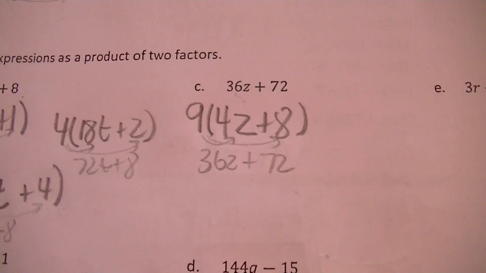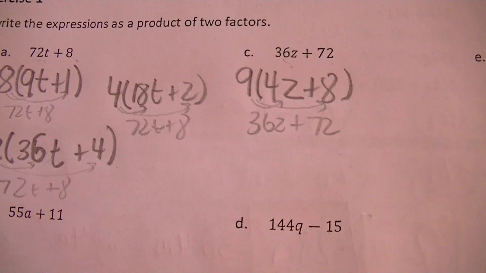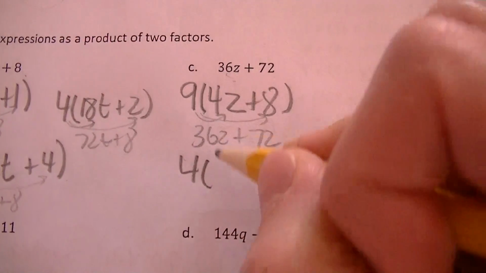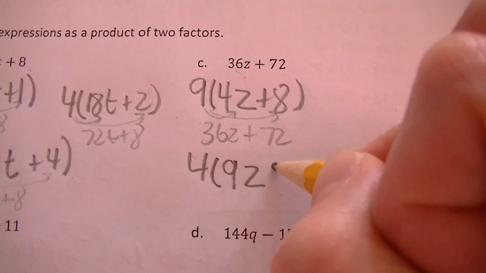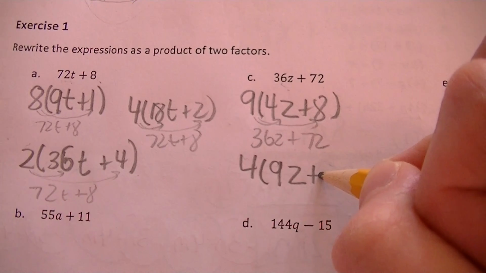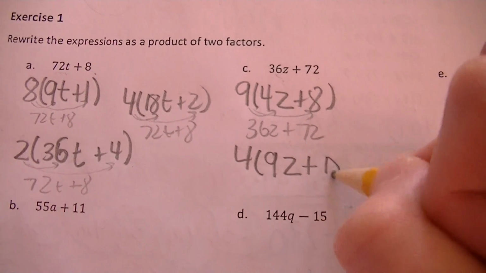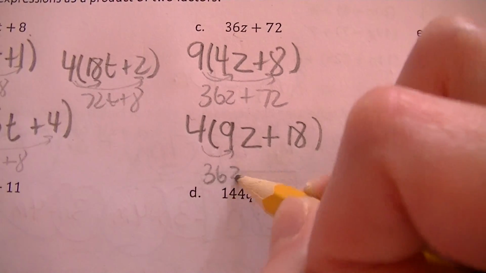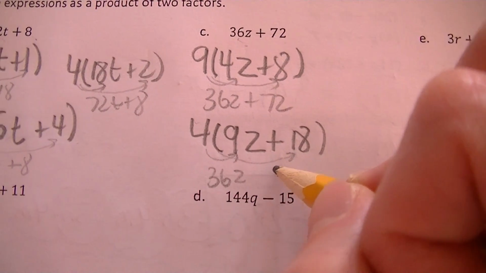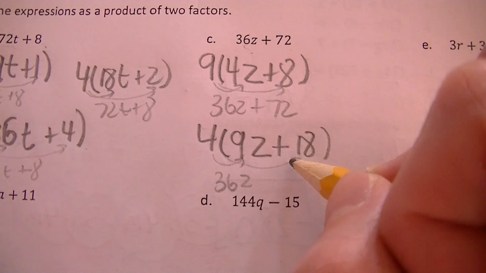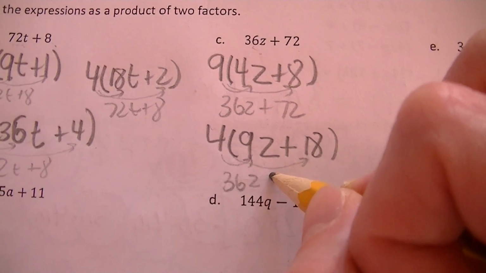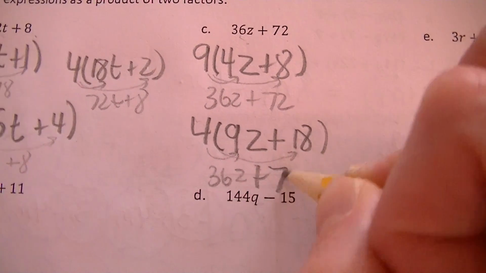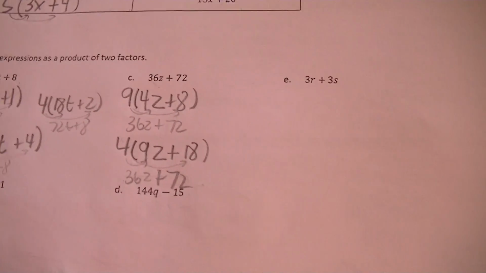Another number that can go into both of those is probably 4. Let's factor out a 4. That's 9z plus 18. Let's check it. 4 times 9z is 36z. 4 times a positive 18 is 72, right? Yeah. Okay. Try the next one.